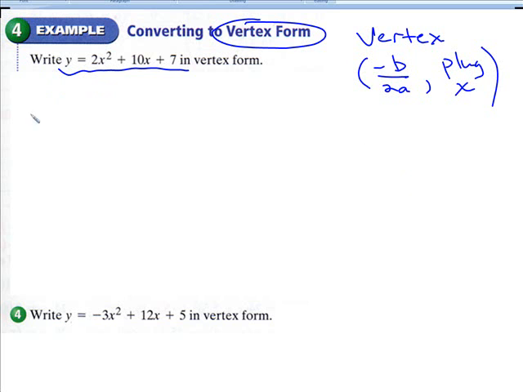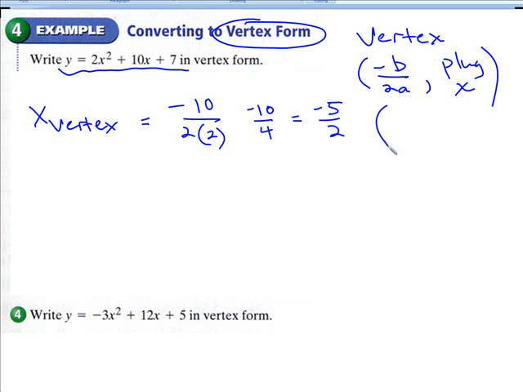First thing we're going to find the x value of the vertex. So it's negative, and then whatever the b value is, in this case 10, divided by 2 times whatever a is, in this case 2. So we end up with negative 10 over 4, which reduces to negative 5 over 2. So the x value of the vertex is negative 5 over 2.